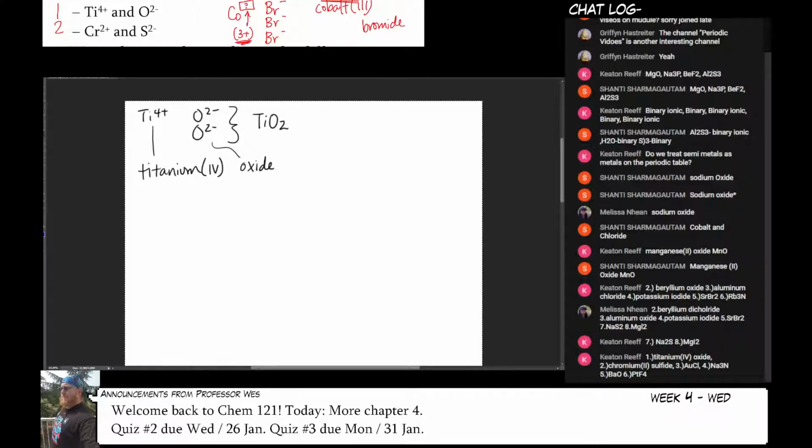All right, and then the second one here, chromium with a 2+, and then sulfide with a 2-. Those already balance out, so we could just get CrS. And then we can name them. Chromium 2 sulfide.